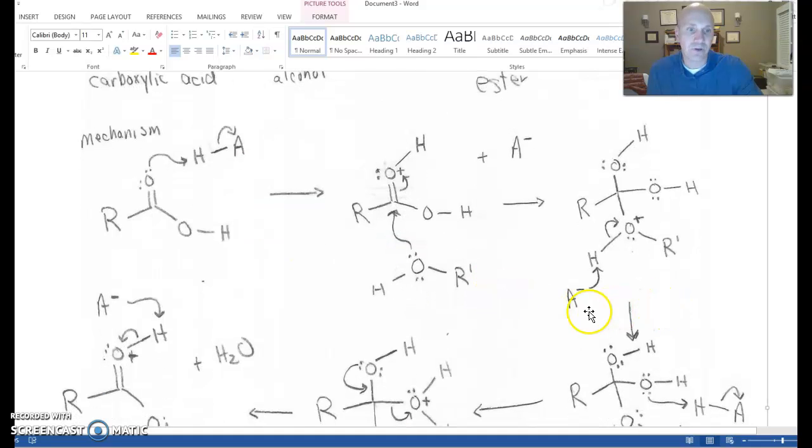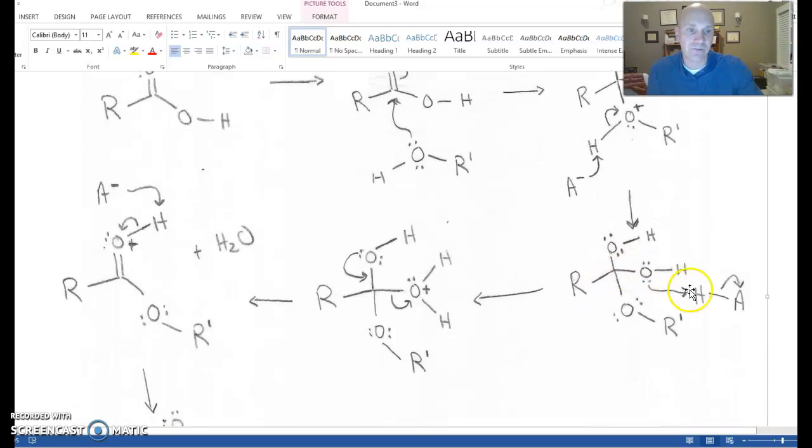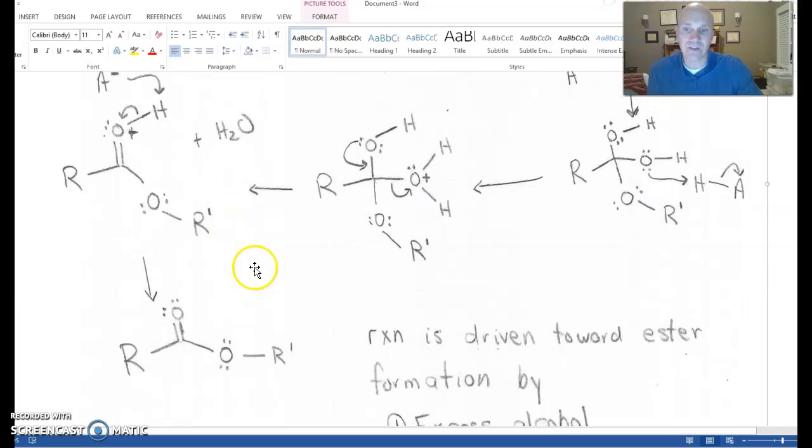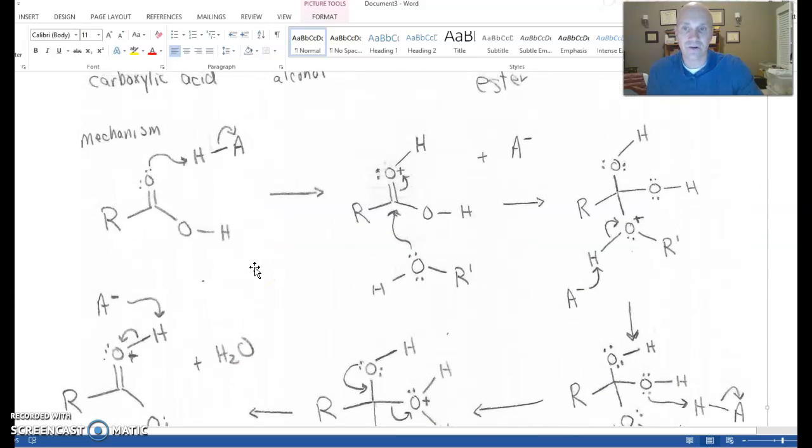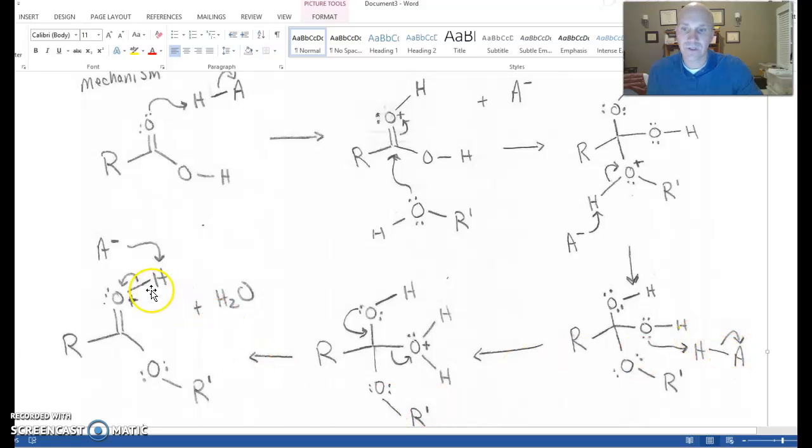All right. But notice we regenerate an HA here when this A minus grabs that H plus. All right. We then use an HA right here. But then in this last step right here, we regenerate it. So notice that there's no net consumption or production of this. It's consumed, it's produced. It's consumed, and it's produced.